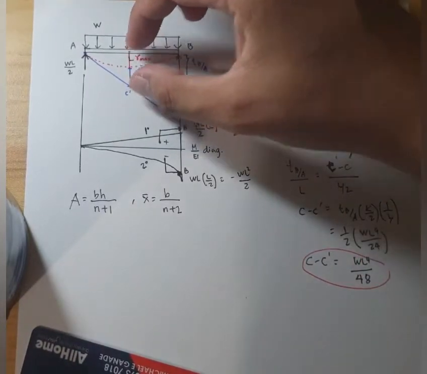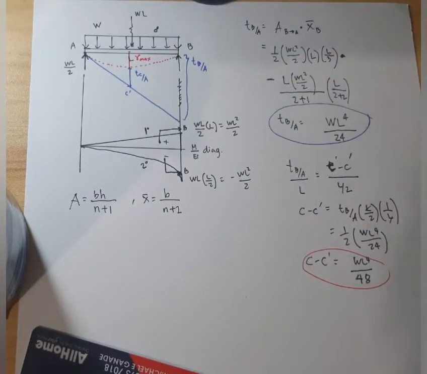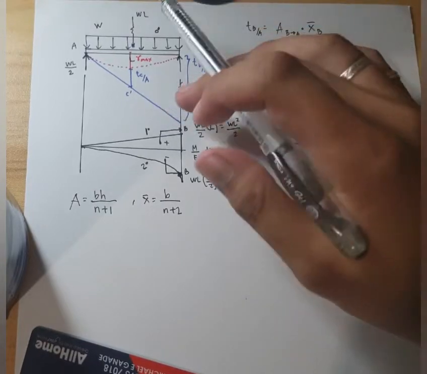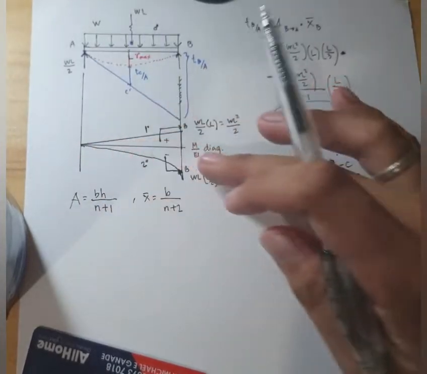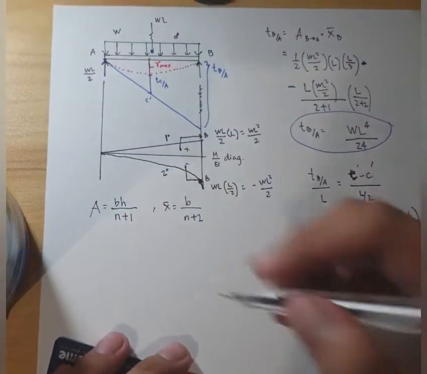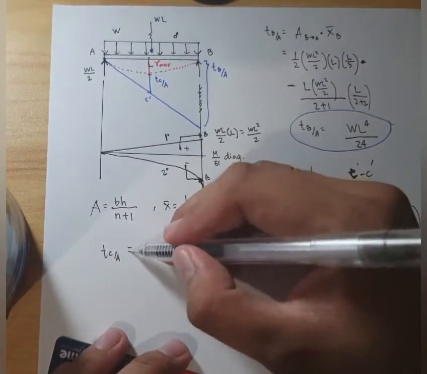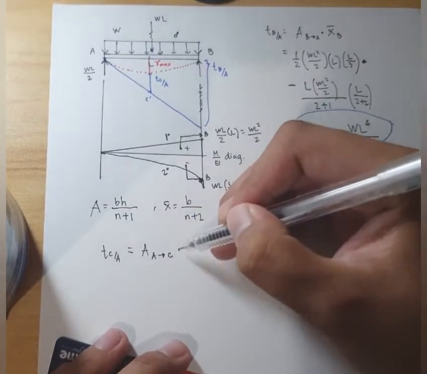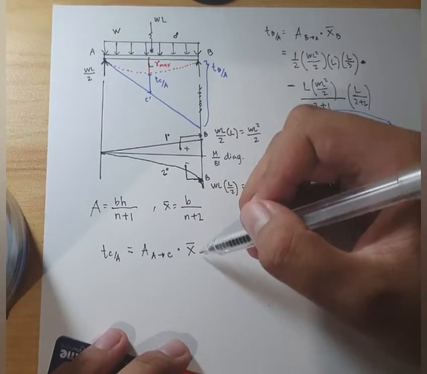So we have the value of this. Next is the deviation at C with respect to A. If it is a spandrel, you will be slightly delayed, this is for the inner area only, not the outer area. So the deviation at C with respect to A is equal to the area from A to C multiplied by the centroidal distance of the area between A and C towards C.